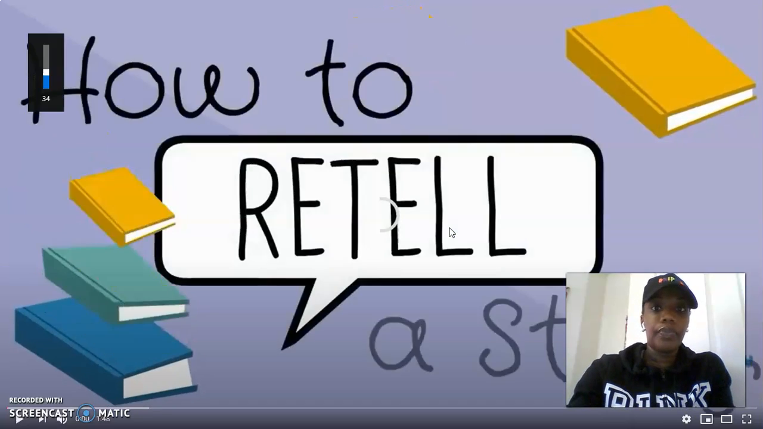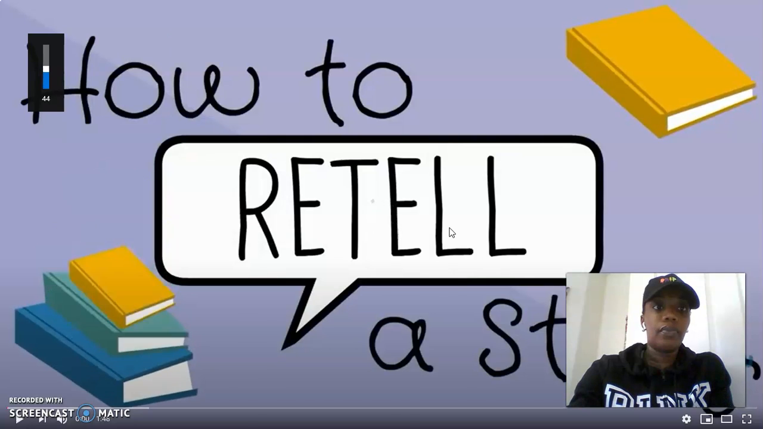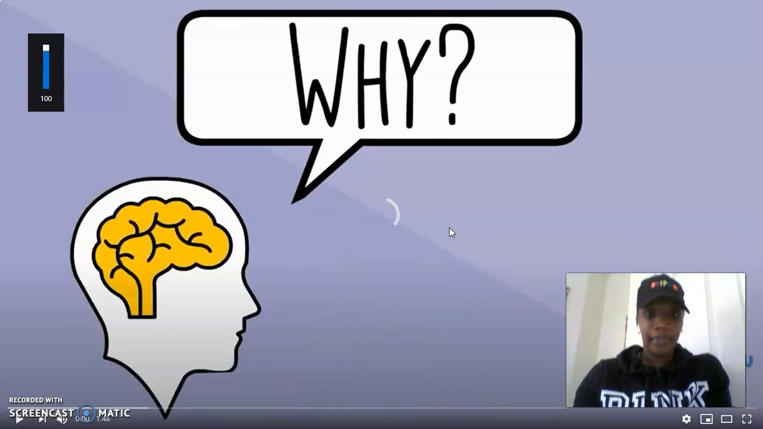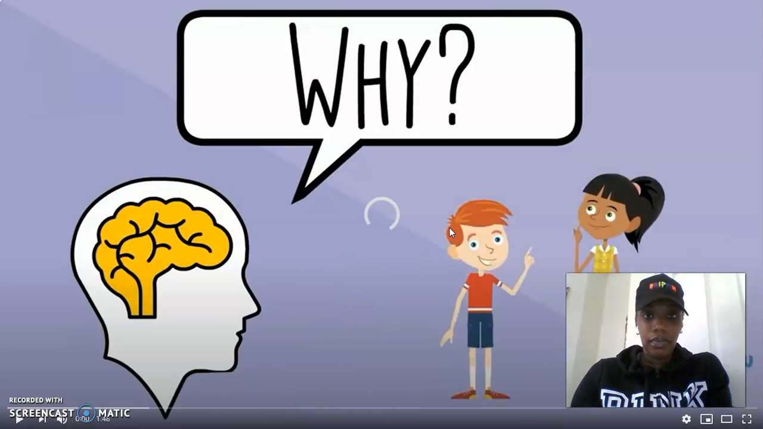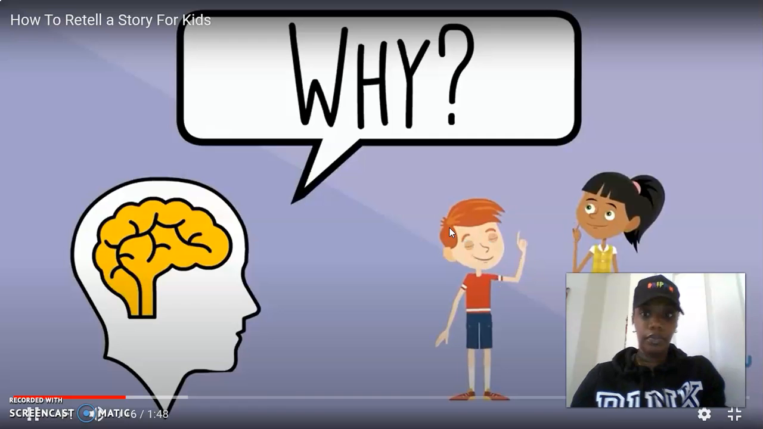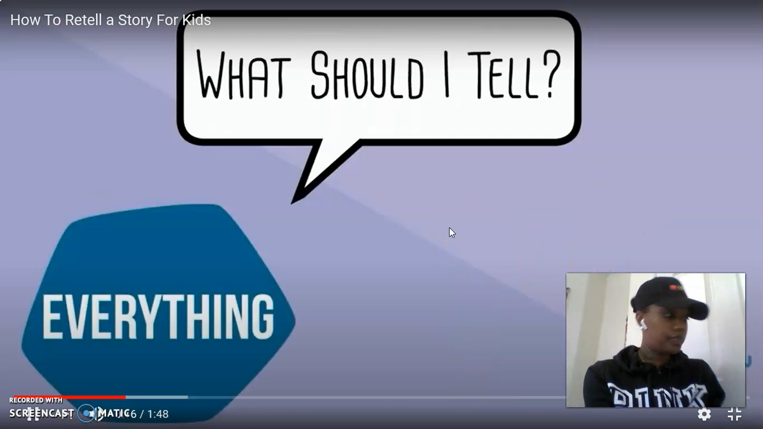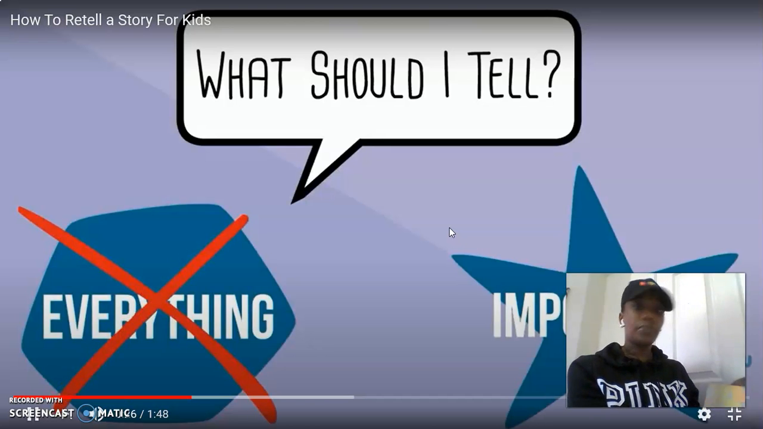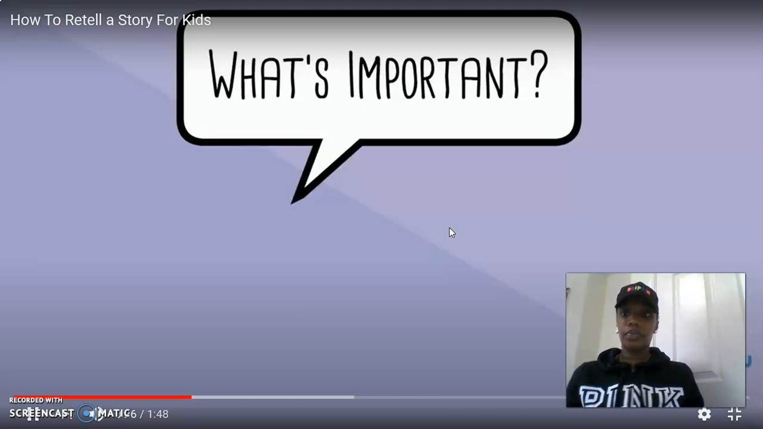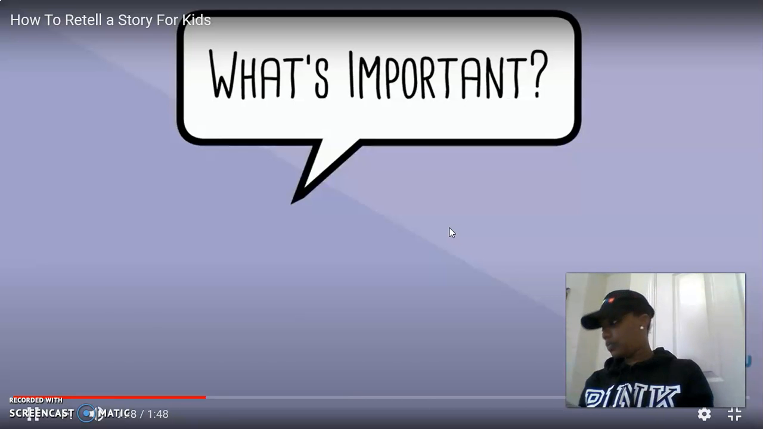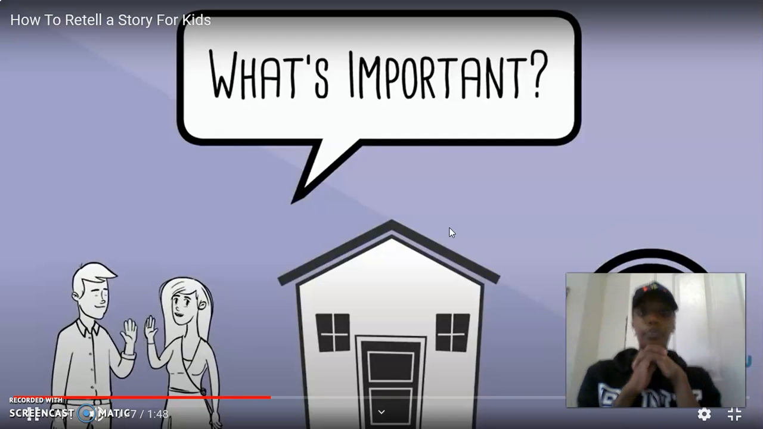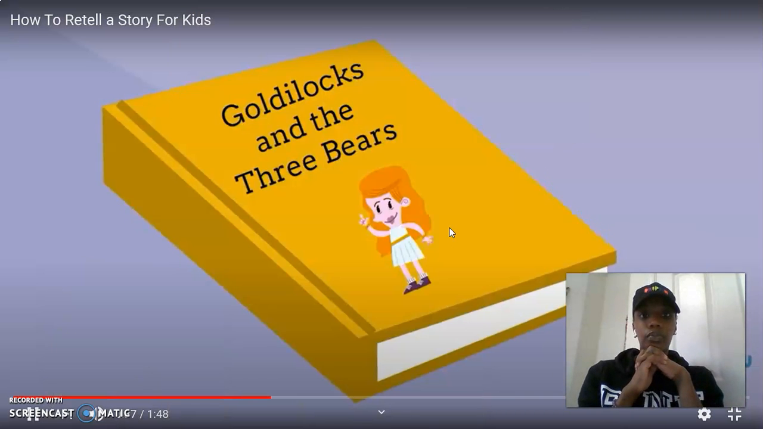How to retell a story. Retell means to tell the story from beginning to end. We often retell stories to show that we understood it. Sometimes we retell a story just for fun because we want to tell our friends about it. When you retell a story, you can't retell everything. You only retell the most important parts. So, what is important? Usually the most important parts are the characters and the big events that happen in the story. There, I'm going to retell it to you.